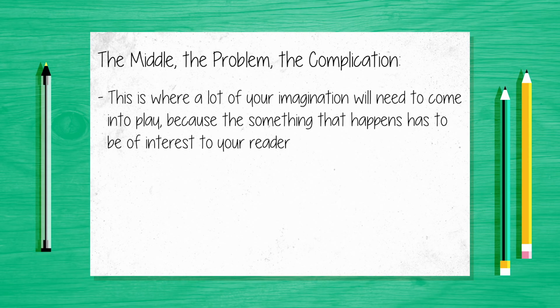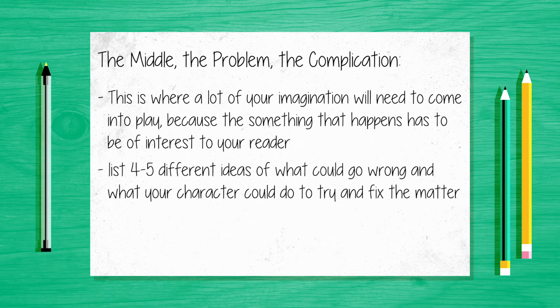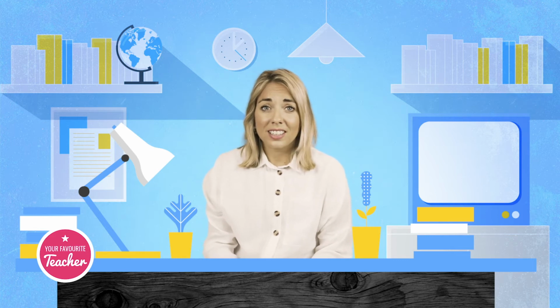This is where a lot of your imagination will need to come into play, because the something that happens has to be of interest to your reader. A good idea is to list 4 or 5 different ideas of what could go wrong and what your character could try to do to fix the matter. Write down the first handful of ideas in your head in a list. Even if you don't like your ideas at first, once a few ideas are there for you to use, what you find is that they might connect to one another and work in ways you hadn't thought of before. Having options also prevents you from getting stuck, a fear which could be a big problem for any story writer, let alone those of you stuck writing that story in an exam hall.